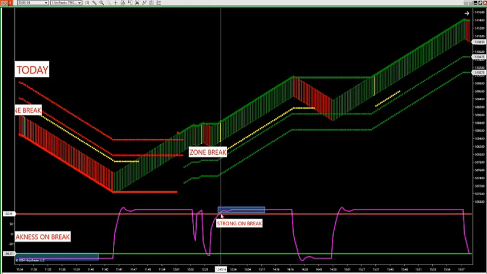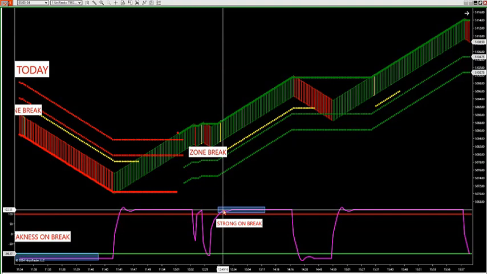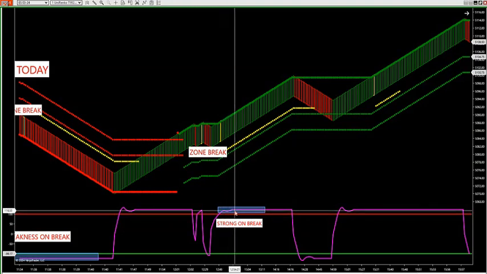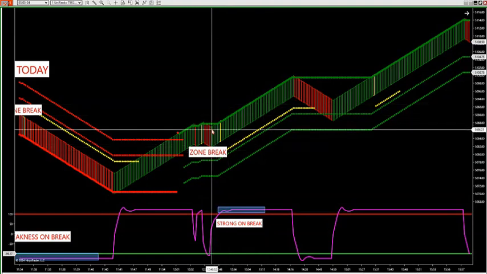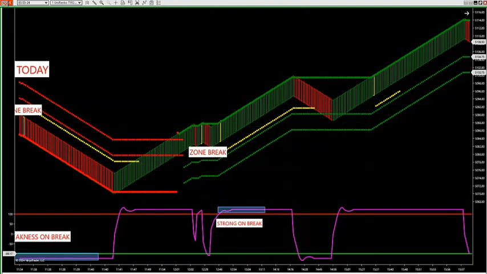Look at the oscillator. My oscillator got above positive 100. It broke out, retraced, flatlined for a couple bars, and then it shot straight up. That's called a zone breakout because it's above my dots.